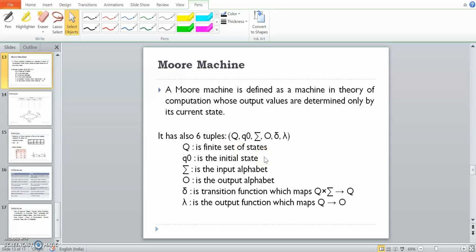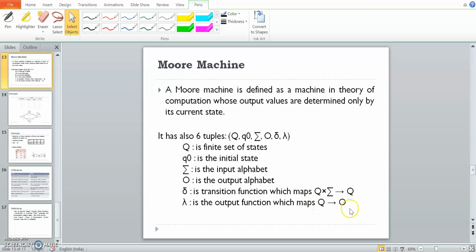So how to define it? It is a six tuple: capital Q, Q0, alphabet set sigma, capital O the output set, the transition function delta, and lambda. Capital Q is a set of finite states, right? It is finite. Q0 is the initial state. This is the input alphabet set. This is the output alphabet set. Lambda is the output function at a particular state.